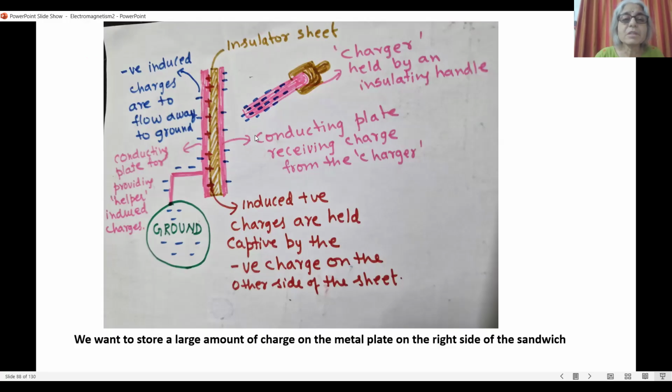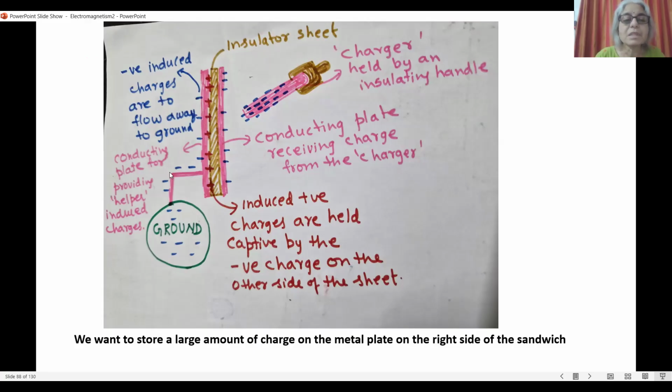Because of the insulator, these charges will not combine. Otherwise, they would combine and cancel each other, plus charges and minus. But the insulator does not allow the charges to move through it, though it allows the force to be felt. So the metal plate on the left side will feel the force of attraction and repulsion. The charges inside it will feel the forces. The positive charges will gather at one end, and the negative charges will go to the far end.